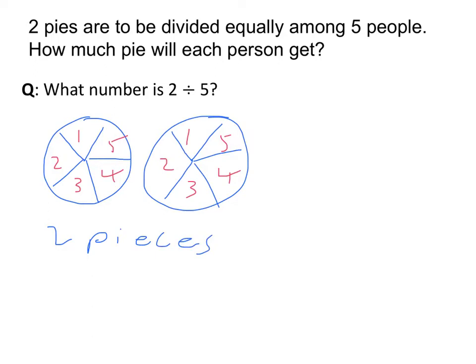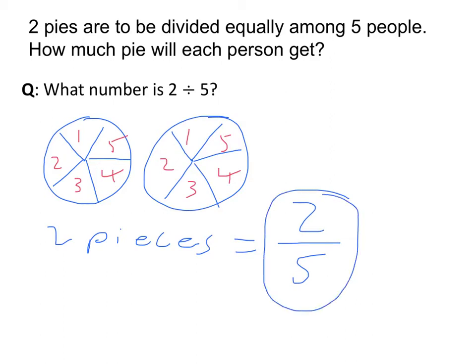So now let's think about what number this 2 pieces would represent. Well, we took our whole pie here and divided it up into 5 equal pieces. And so that looks like we're talking about fractions here. So we took our whole, divided it up into 5 pieces. Each person gets 2 of those pieces. And so those 2 pieces equals the fraction 2/5. And so there's our answer.